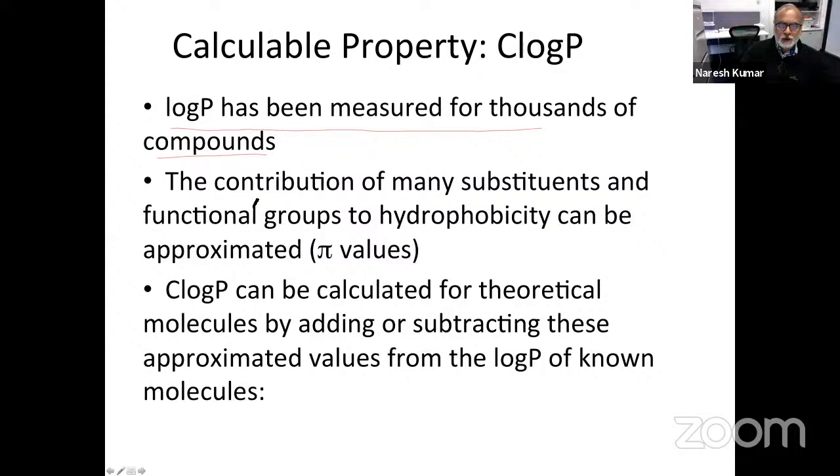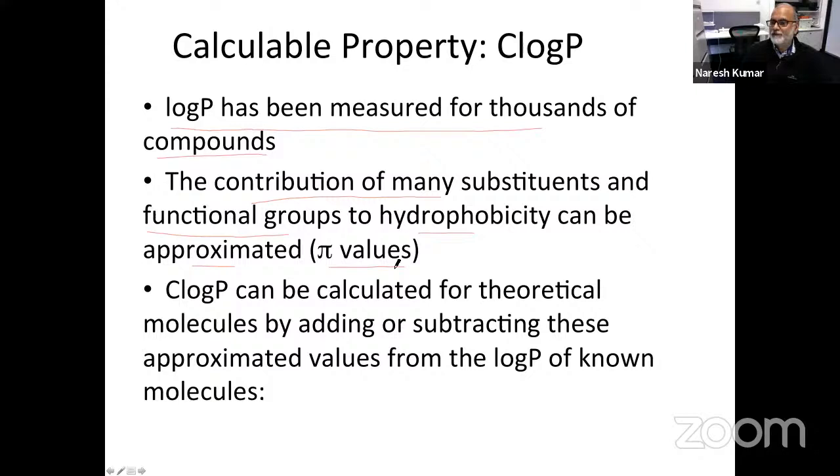And also the contribution of many substituents and functional groups to the hydrophobicity can be approximated. You can theoretically assign a value to a particular functional group present in a molecule. And I'm going to show you an example on the next slide where we're going to take chlorobenzene, and we're going to have the log P value of benzene, and then a pi value for chloro. And then we just add it in and we get a calculated value for that molecule.